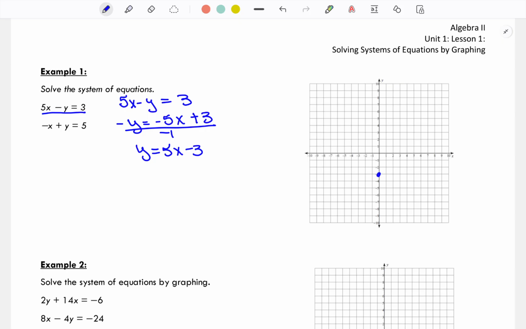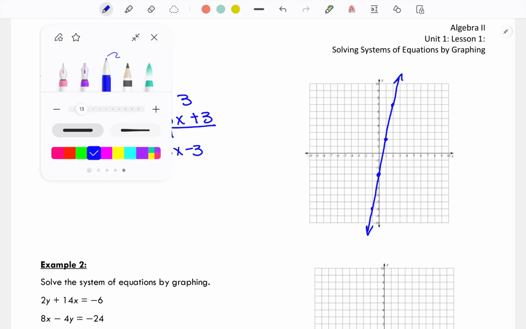And then we're going to go up 5, so 1, 2, 3, 4, 5 over 1. And then 1, 2, 3, 4, 5 over 1 again. We can also go down 1, 2, 3, 4, 5, and then over 1. So there is our first line.